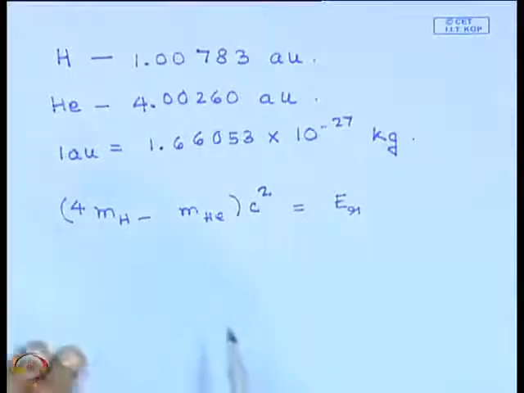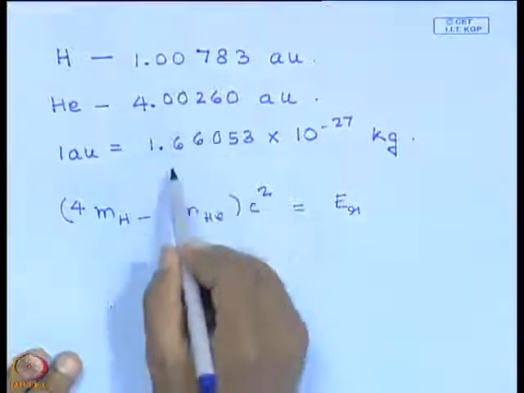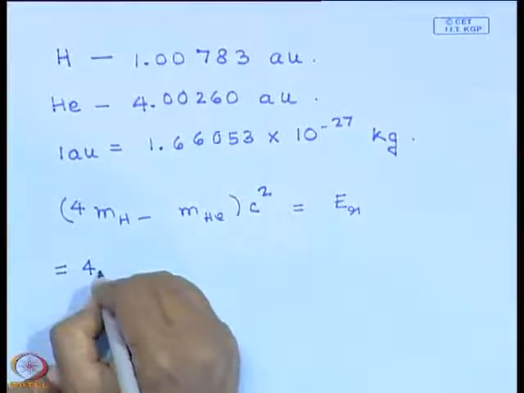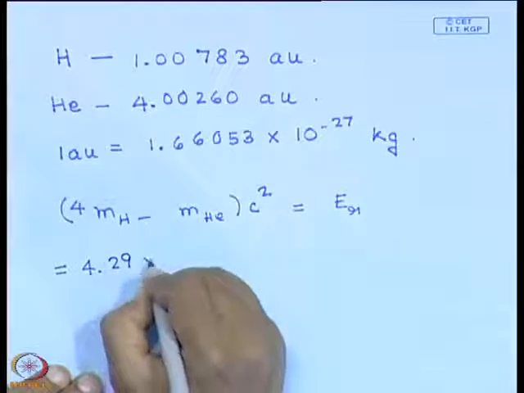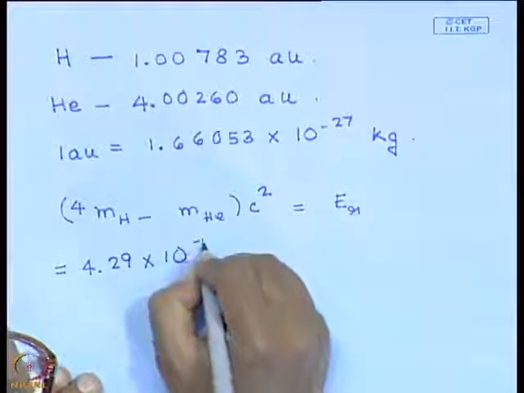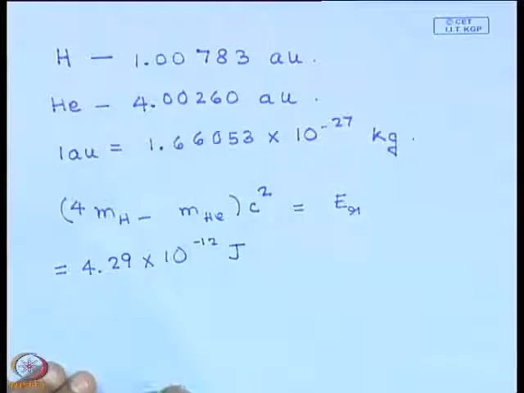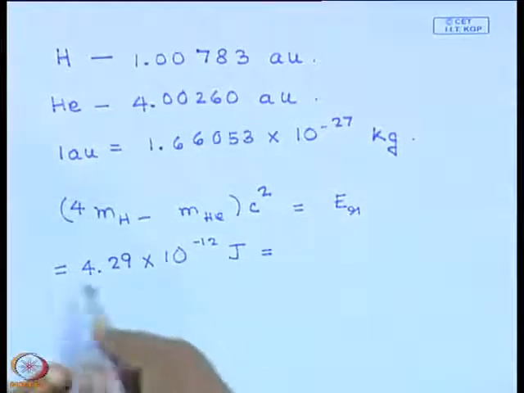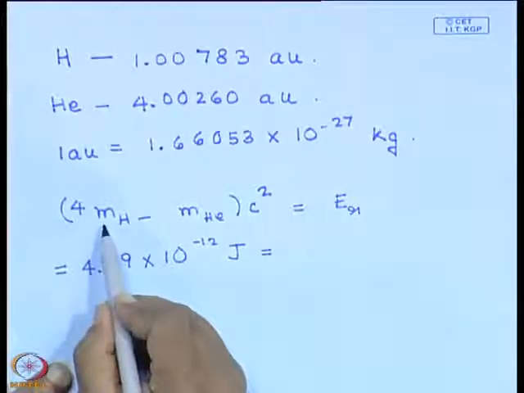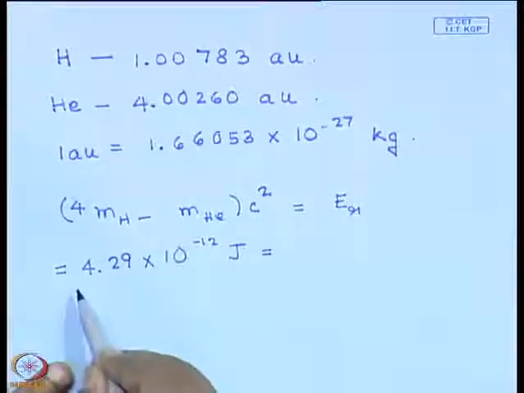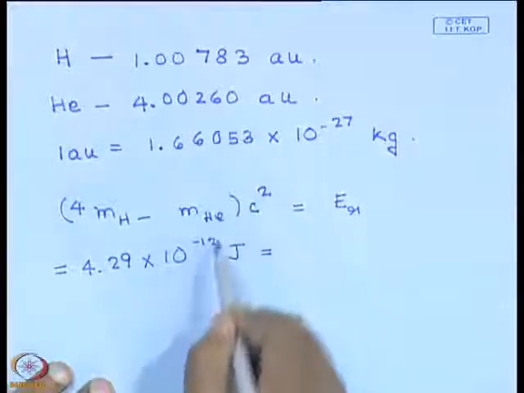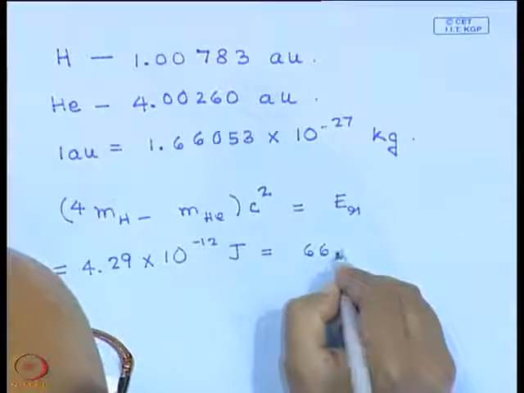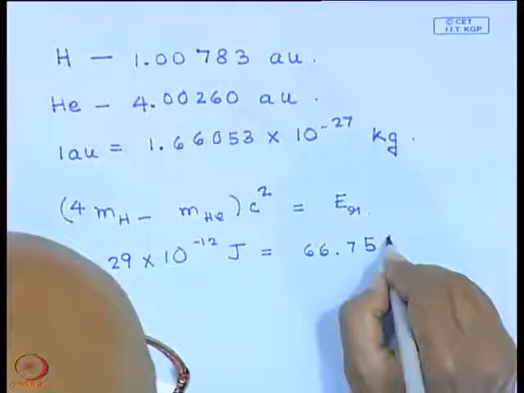And if you put in the values, I have given you the values here, then this comes out to be 4.29 times 10⁻²⁰ joules. That is the energy released in one such reaction. So, if four hydrogen atoms get converted into one helium, then this is the energy that is released. You can calculate it yourself putting in these values, and this is also equal to 6.75 MeV.